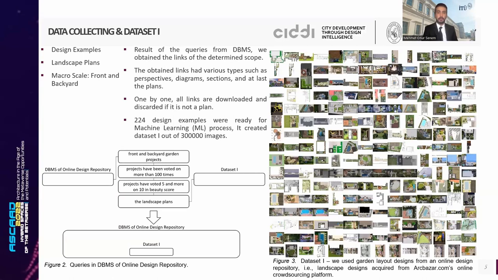It created dataset 1 out of 300,000 images, and we can see our database management system of the online design repository, and we obtained front and backyard garden projects, and we need them voted more than 100 times. It means in another query, we obtained the projects that have voted 5 and more out of 10 in beauty score. With these complex queries, we obtained our dataset 1, as you can see on the right of the screen.